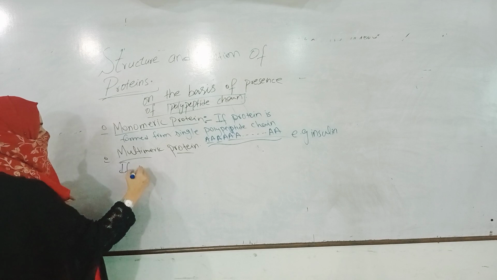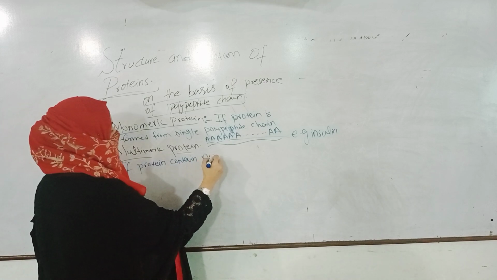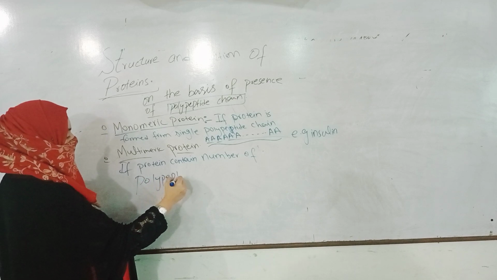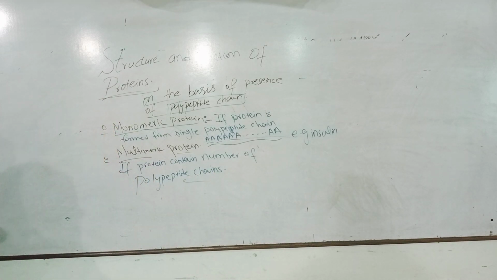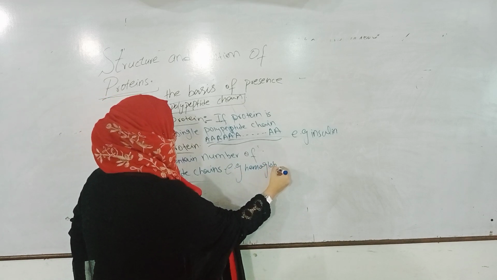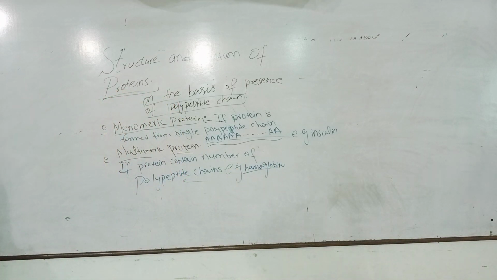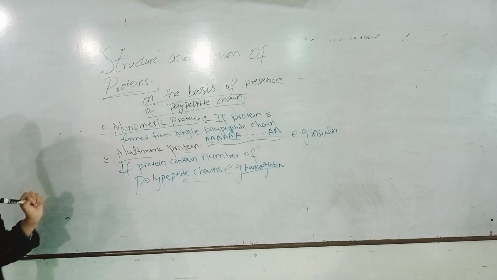And if the protein contains a number of polypeptide chains, then it is called a multimeric protein. For example, hemoglobin. Hemoglobin is the oxygen carrying protein in the blood, and it is composed of a number of or multiple polypeptide chains. So it is a multimeric protein. So this is one way on the basis of which we can classify the proteins.